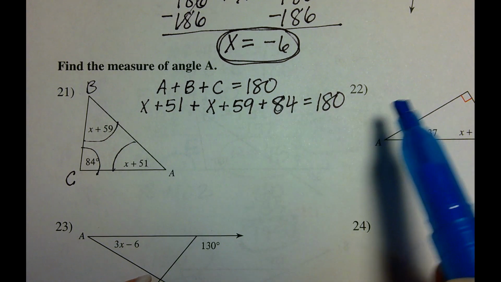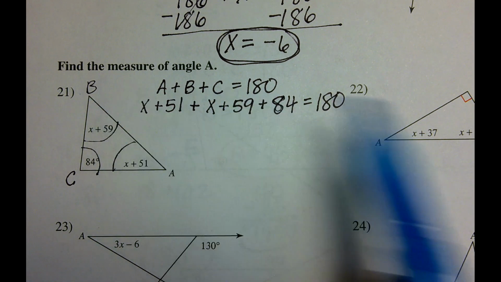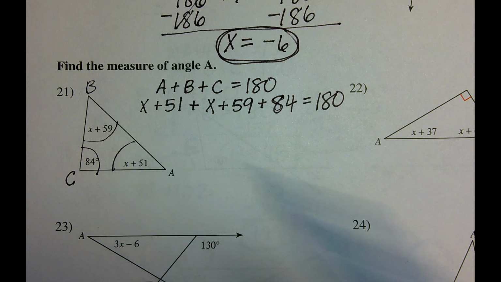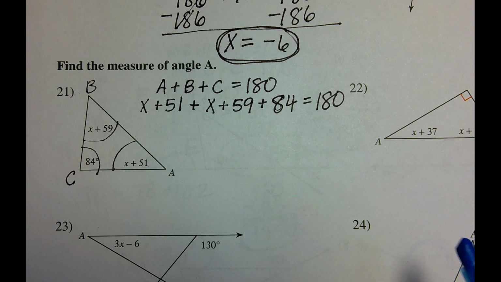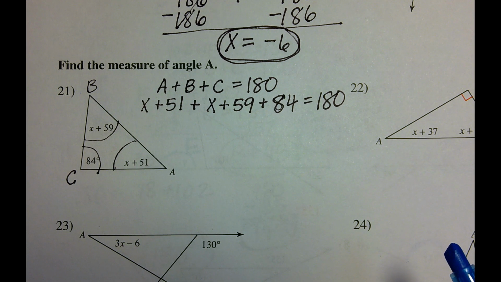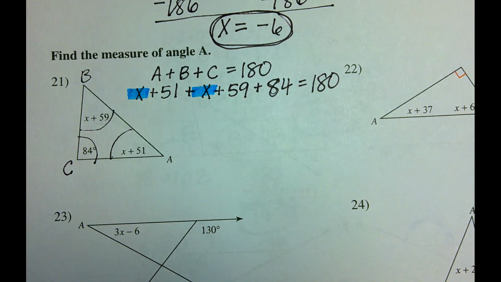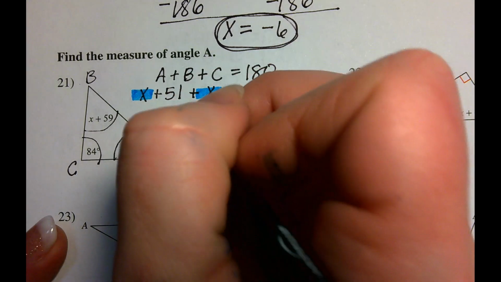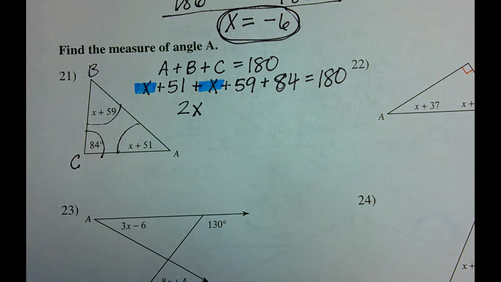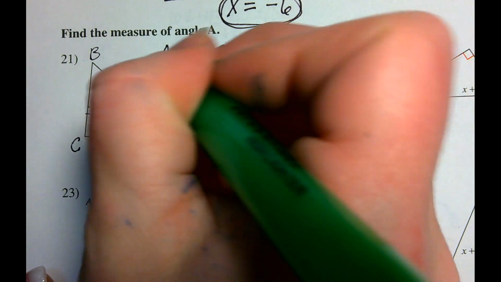I have all of my values for A, B, and C replaced with what was given to us. What should I do next? Let's combine our like terms. I have x plus x. What does that give me? 2x. What else do I need to combine? Yes, my other like terms.